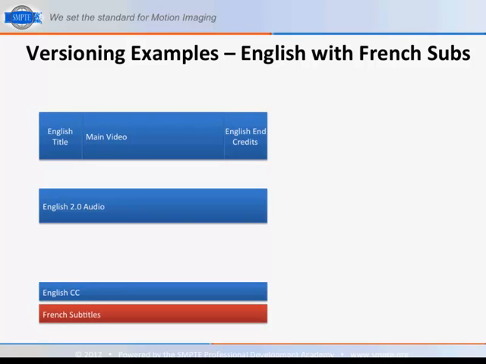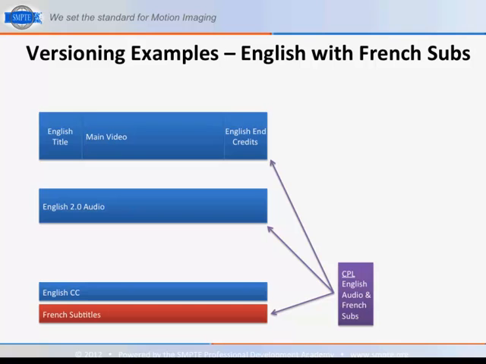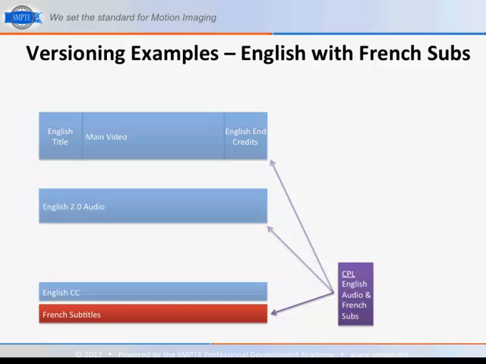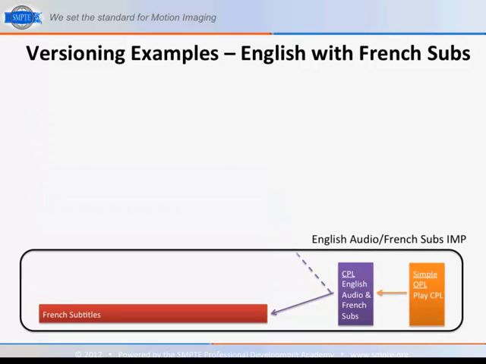So we have this new French subtitle track. We'll create a new composition playlist that basically refers back to all of the track files that were in the English package, but now includes this new asset, which is the French subtitles. We could create a new output profile list that points to it, but you can see that we wouldn't have to resend Deluxe or Technicolor the English package as well because we've already sent that to them.